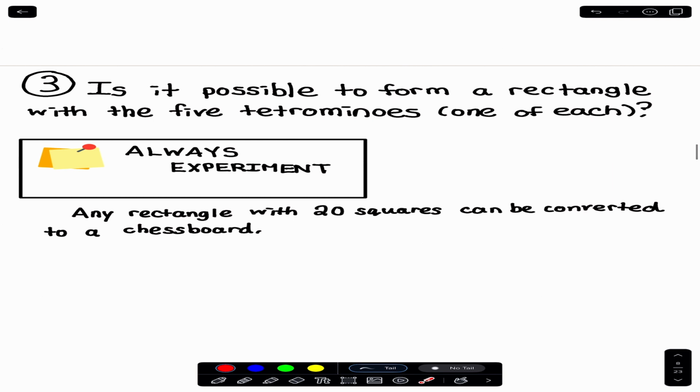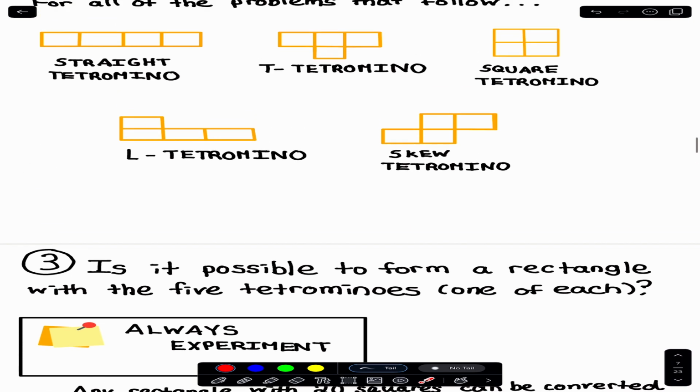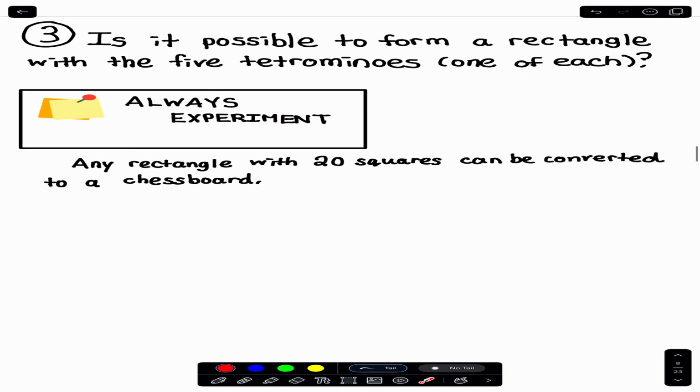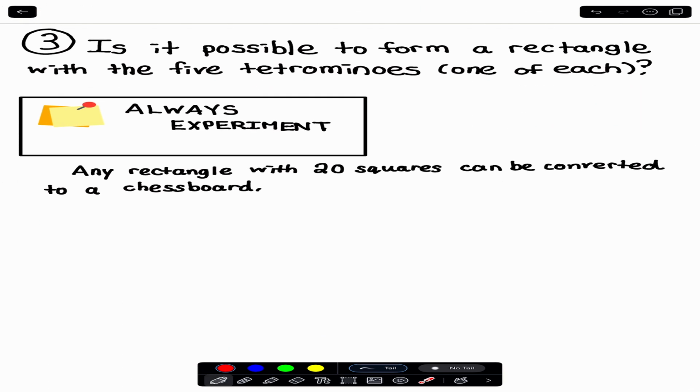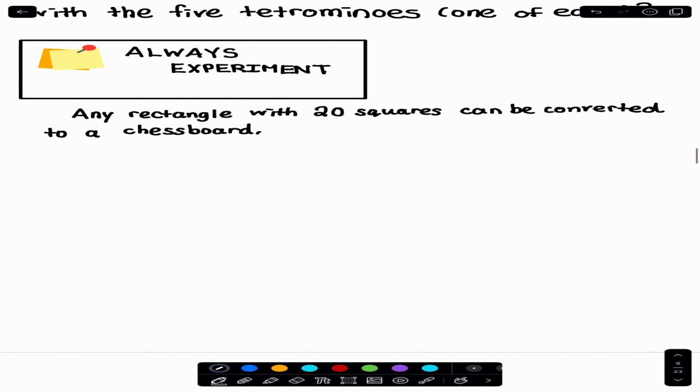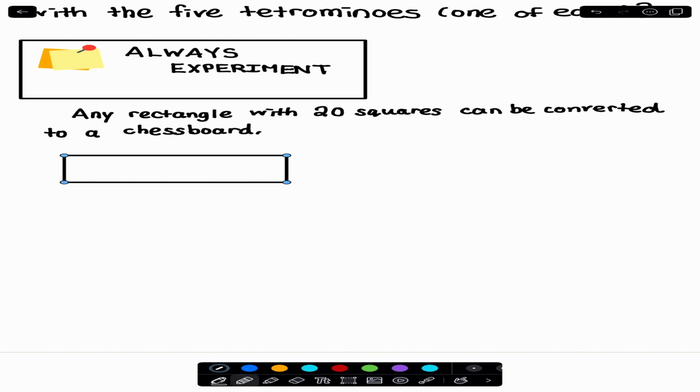You're probably asking so many questions, like what is this converted to a chessboard, and where is this 20 squares coming from? Well, I don't know if you noticed, but we have 4 squares here, 4 squares here, 4 squares here, 4 squares, 4 squares. That's 20 squares in total that we have to use up. So basically, we are trying to use what we already know. Any rectangle with 20 squares can be converted to a chessboard, and it doesn't really matter how it looks like. For example, let's say we have something like this.